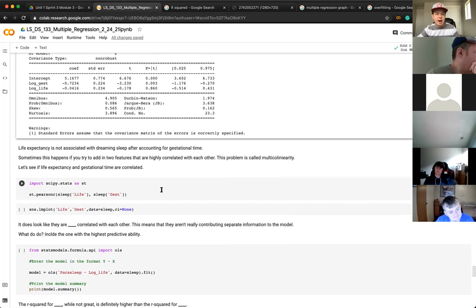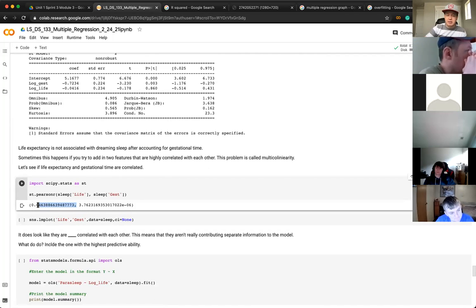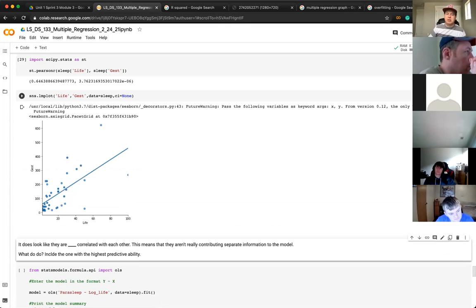If I look at the correlation between the two, life and gestation, they're moderately correlated, right? Now this is not the log versions, but that's okay. And if I graph the two against one another, they're decently linearly correlated. So in a sense, these two things are so strongly correlated that they're more or less saying the same thing, right? They're kind of stand-ins for biological complexity or maybe even just the size of the animal.